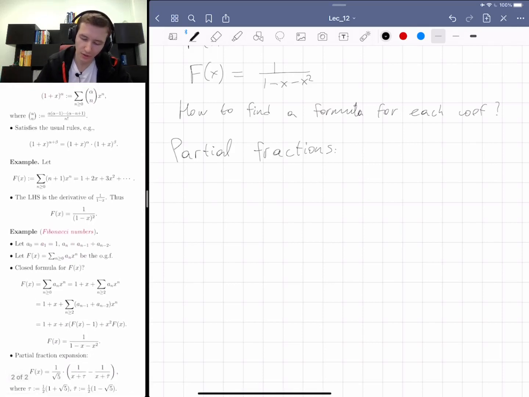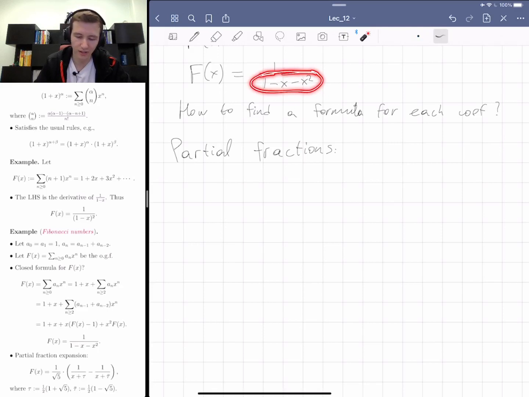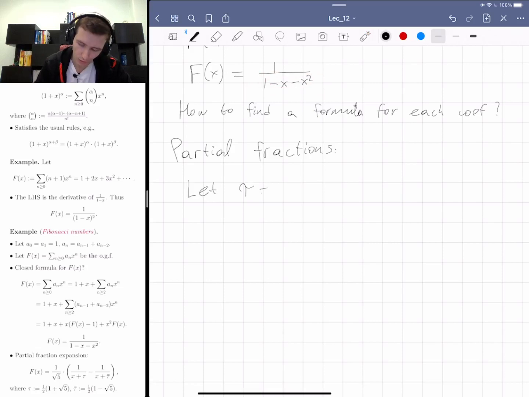But I mean, it's easy. You can factor the polynomial into linear factors, right? Its roots are the golden ratio and its inverse. So okay, let tau be the golden ratio, 1 plus square root of 5 over 2, and let tau bar, which is basically negative 1 over tau, be 1 minus square root of 5 over 2. So these are the roots of your denominator.